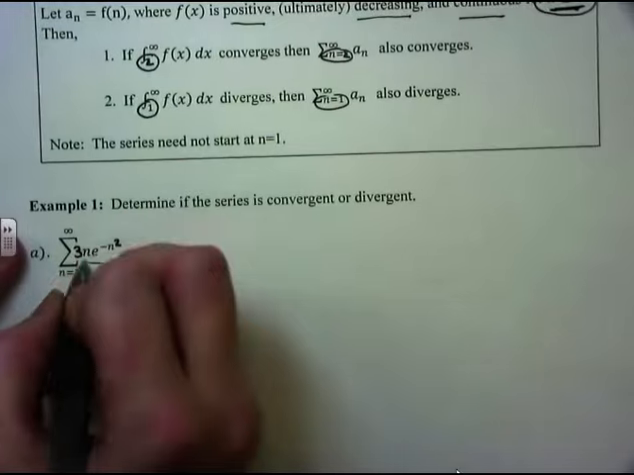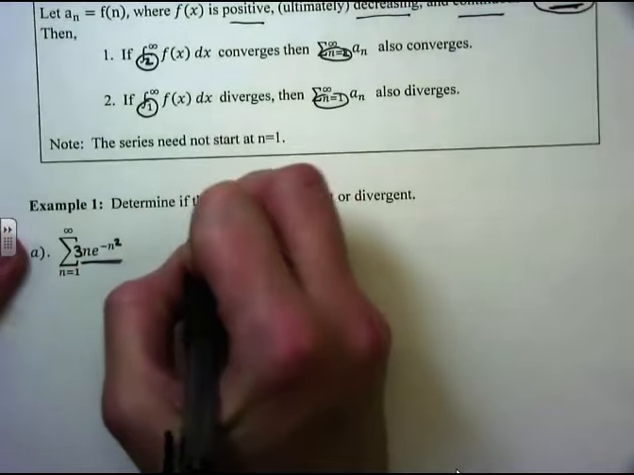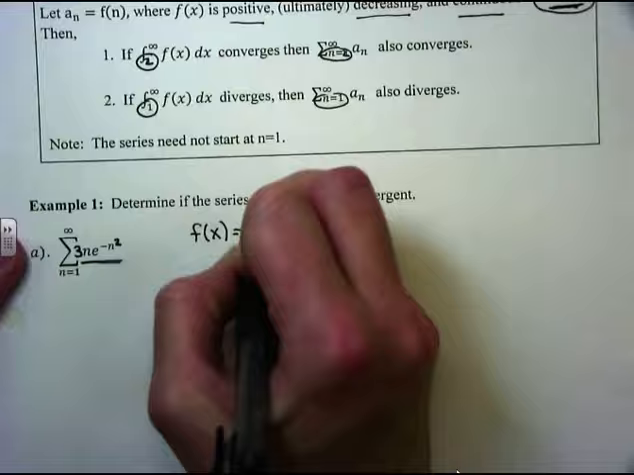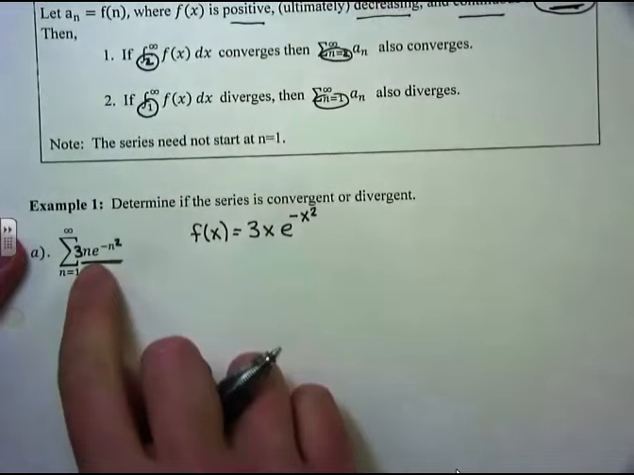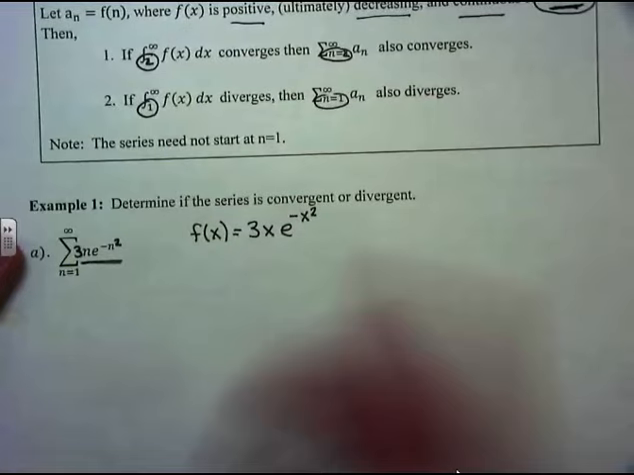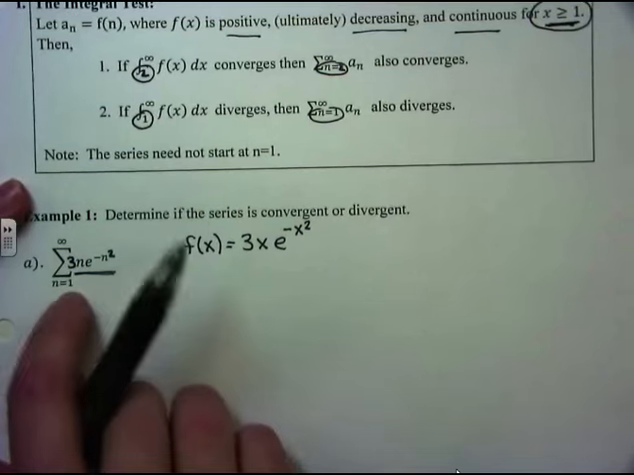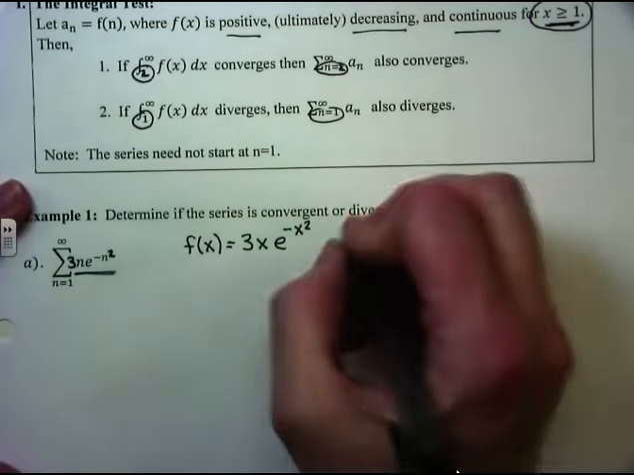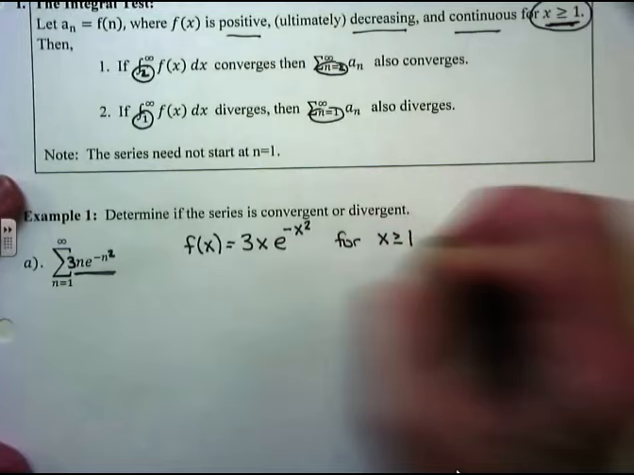First of all, I want to consider the sequence as a function. So the function that I'm looking at would be 3x e to the negative x squared. Everywhere there's an n, I've replaced it with an x. It's just function notation. I need to know, is this function positive, ultimately decreasing, and continuous? For x greater than or equal to, my summation starts at 1, so I am going to be interested in these properties for x greater than or equal to 1.